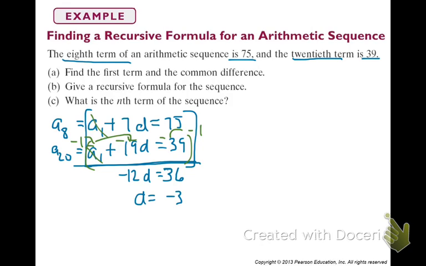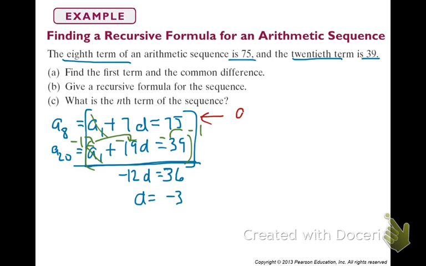All right, so we found our difference. We're halfway there. Now we need to find our a sub 1. So now you're going to go back and choose one of those equations. I'm just going to choose the top one. And we're going to sub back in the d value to find our a sub 1.